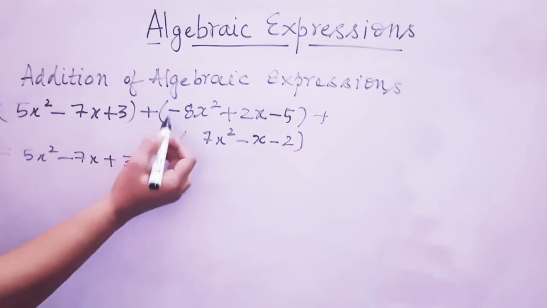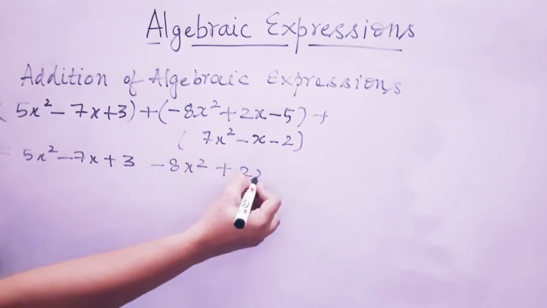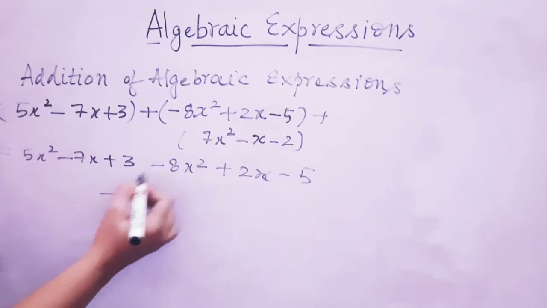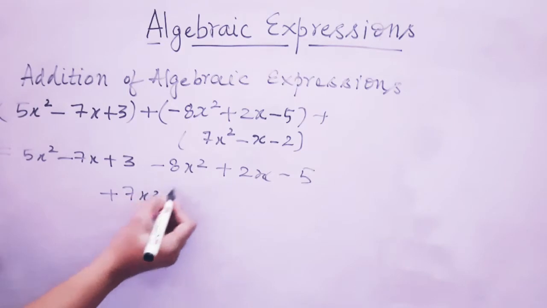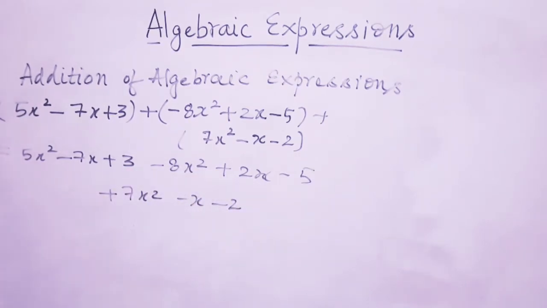Now coming to this one, plus minus minus, so minus 8x square, plus plus plus, plus minus minus, so minus 5, and then plus 7x square minus x minus 2. So as you all can see, I have opened the brackets. Now what I have to do is collect the like terms. I have to collect all the like terms together.